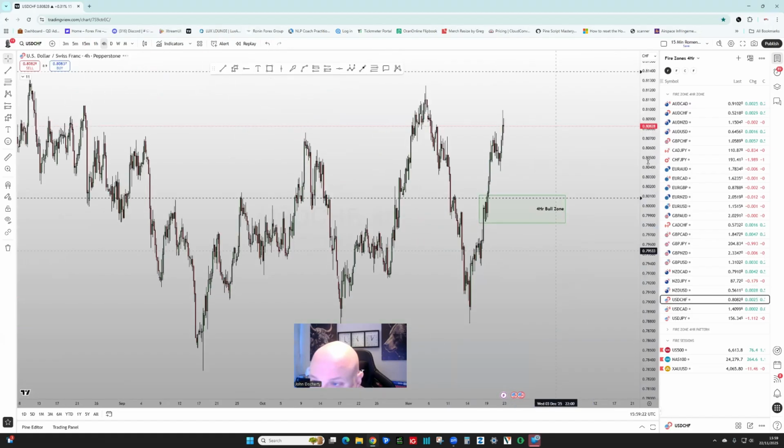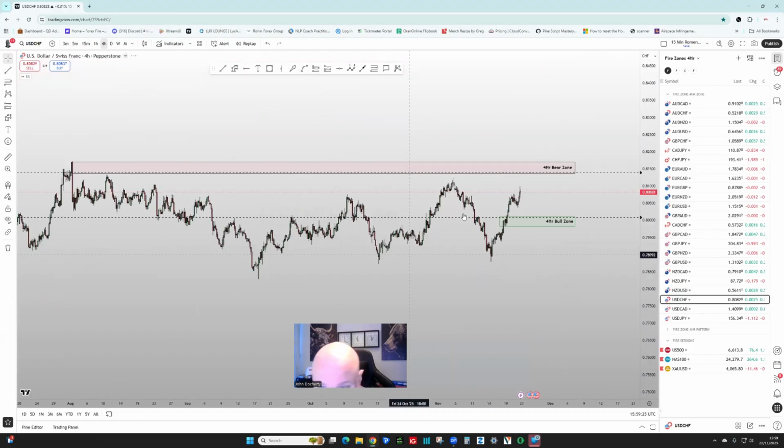USD Swiss franc, again, sideways motion. There's not really much to talk about on this one. I've gone a little bit easy on the bull zone on this one. I think if there's an opportunity where this one will be a violation, we could get a retest, break structure back in, and then we could come and attack.